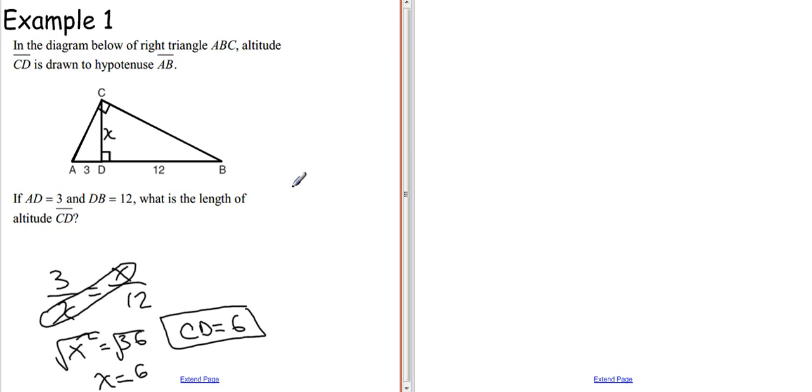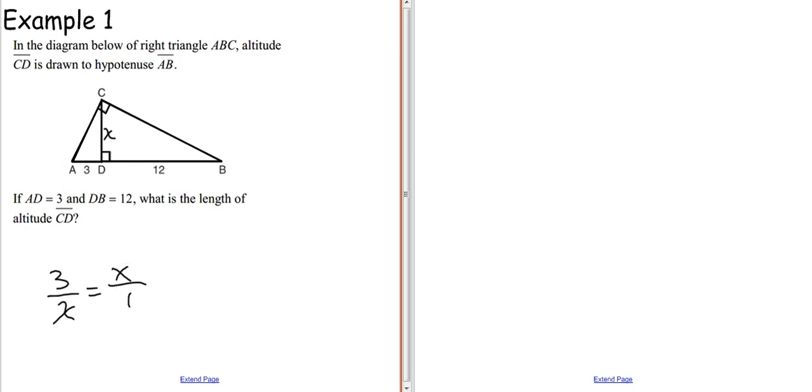So you may be asking yourself, how in the world did I get this proportion here? The proportion that I started off with. You're wondering, how did I get 3 over X equals X over 12? I'm glad that you asked, and I will show you how I got it. What you are looking at here are 3 similar right triangles. So you got right triangle ADC, you got right triangle CDB, and you got right triangle ACB. And they're all similar to each other, and I'll show it to you.